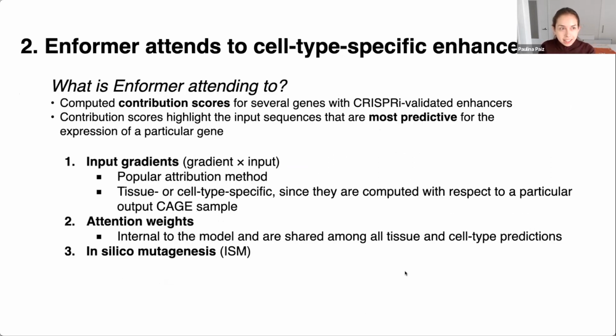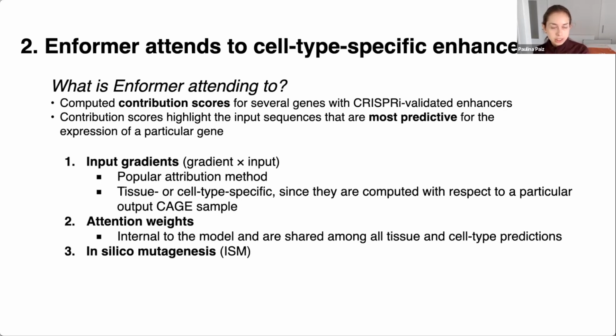Now, the second experiment they did was very interesting because this is where I mentioned that they took out also the attention filter and really wanted to interpret what Enformer is attending to. To do this, they computed contribution scores for several genes with CRISPRi validated enhancers. And what contribution scores help us understand is what part of the input sequence is most predictive for the expression of a particular gene.